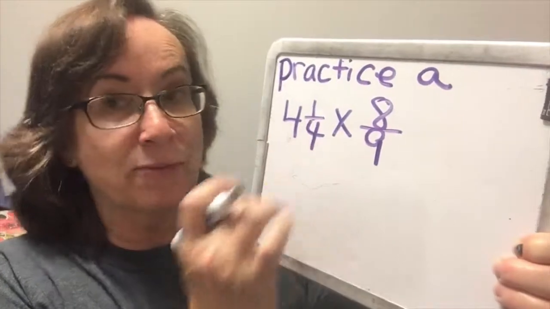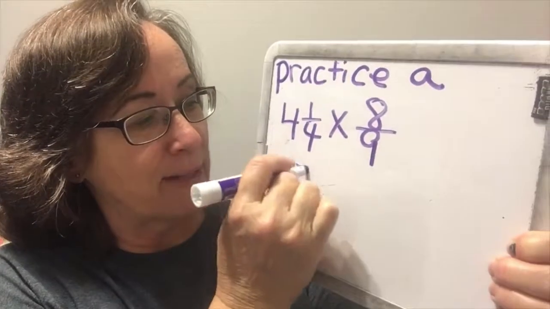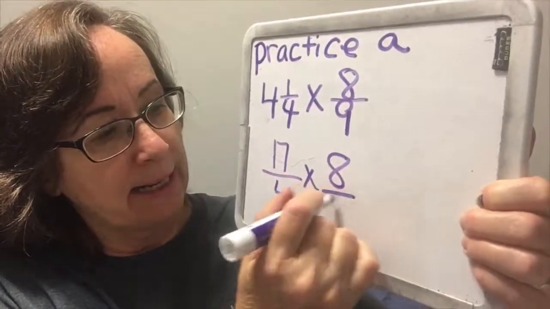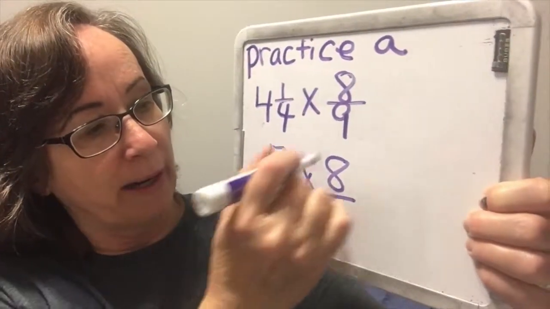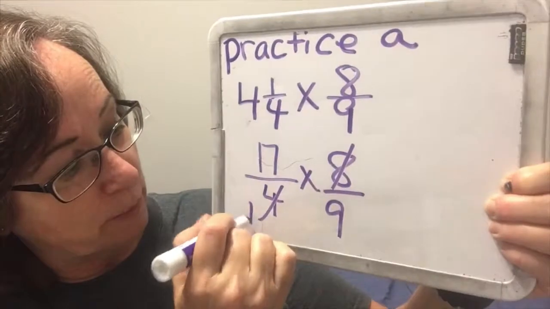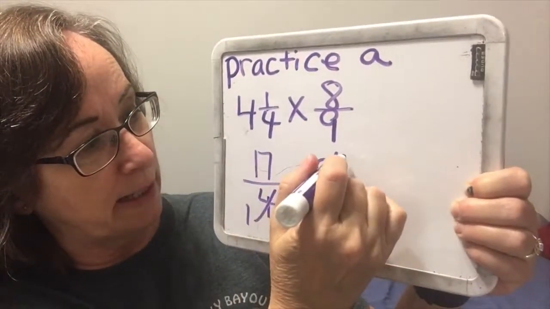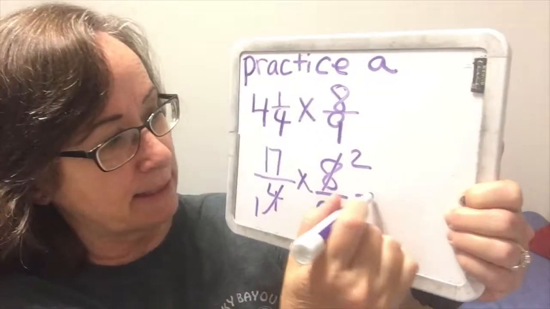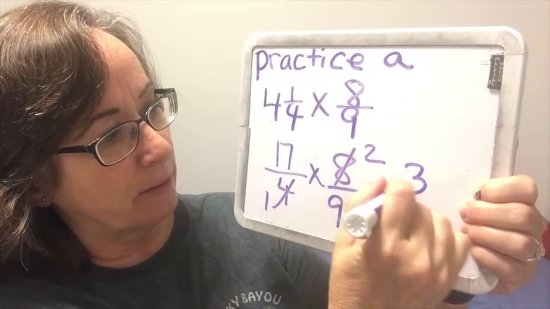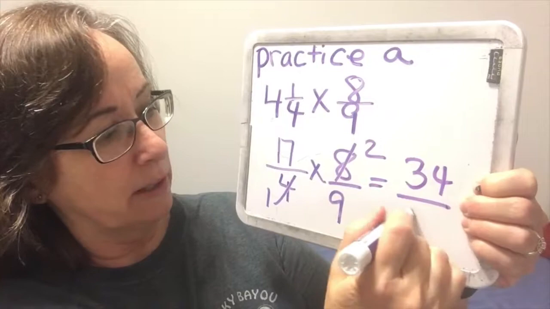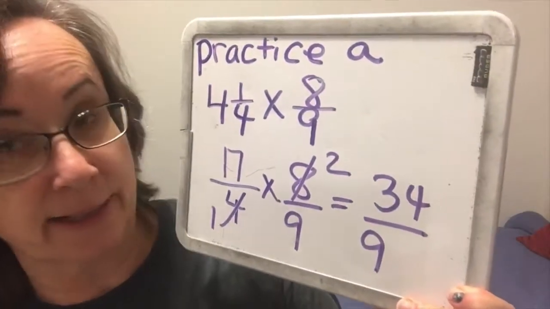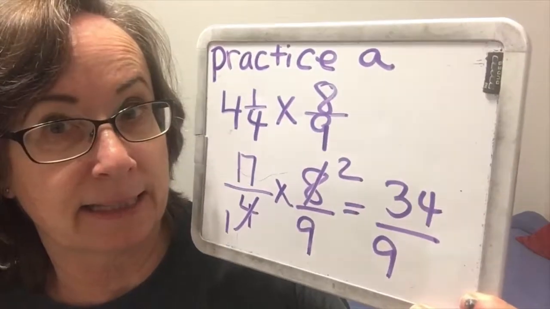Okay, so 4 times 4 is 16 plus 1 is 17 fourths times 8 ninths. The 4 and the 8 both have a 4, so we end up with 4 divided by 4 is 1, 8 divided by 4 is 2. Nothing else will cancel, so we're going to get 34 over 9.